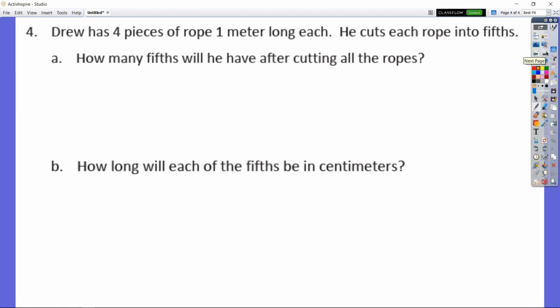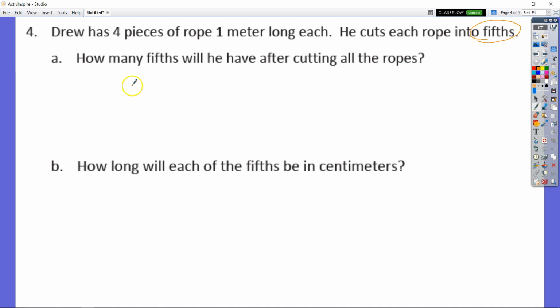All right, last but not least, let's look at number 4 here. We have our final word problem, and it does have 2 parts similar to our last problem. Drew has 4 pieces of rope measuring 1 meter long each. So if he has 4 pieces of rope, 1 meter long each, he cuts each rope into fifths. So how many fifths will he have after cutting all of his ropes? So let's take a look.